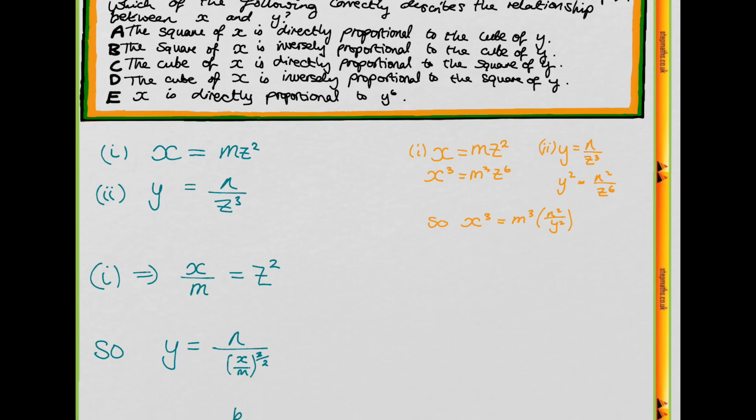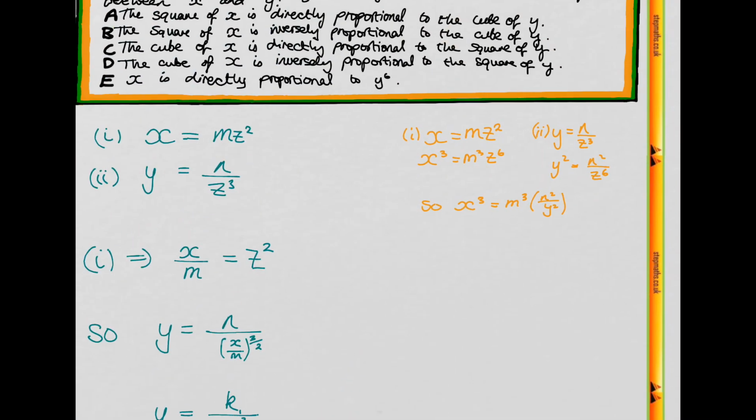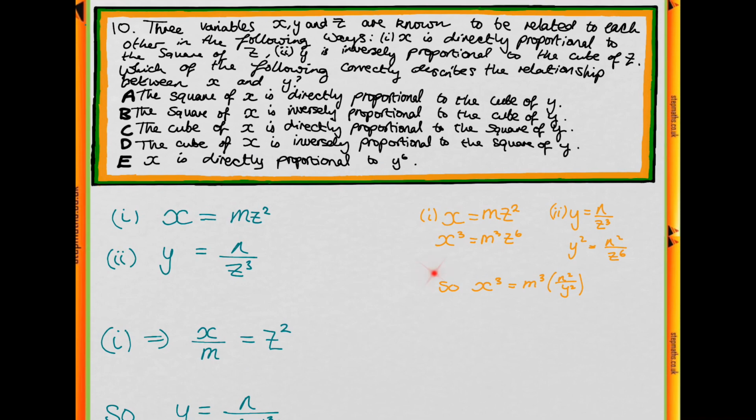Remember that we don't really mind about the constants, so the m cubed, n squared, we don't really mind about that. So we get that x cubed is inversely proportional to y squared. So we get the same answer of D. So this way is a lot quicker, as you can see. So it's a good idea to have a look at both of these ways and understand why this way is so much quicker. So when we get a question like this, we want to straight away try to eliminate the z, or in this case, the z to the 6, as such.